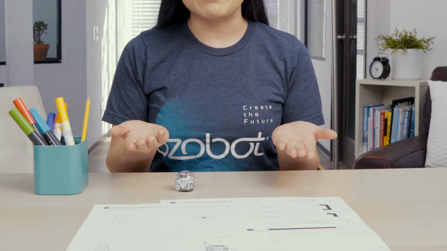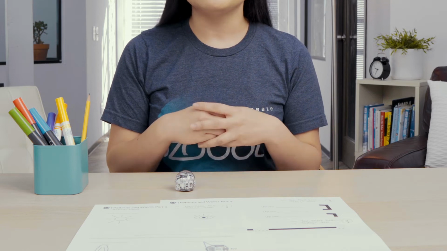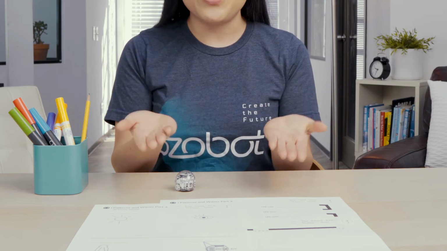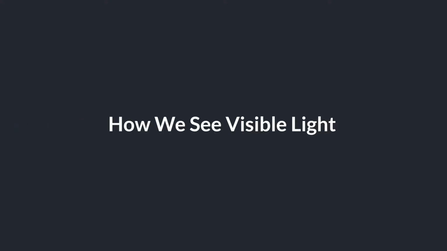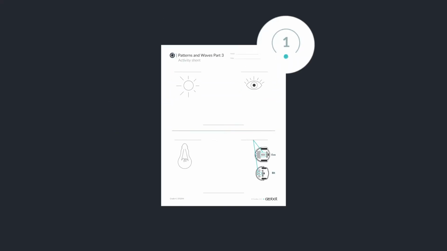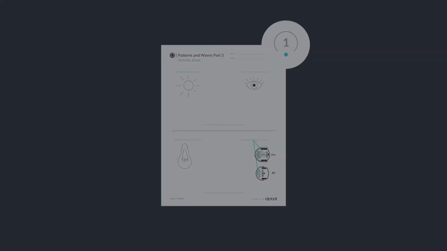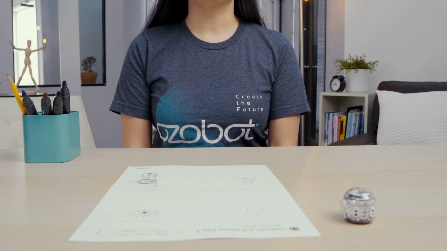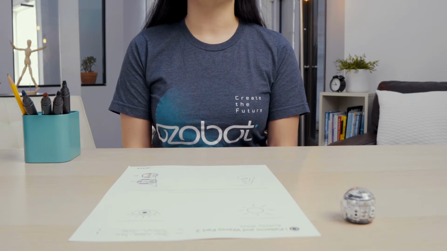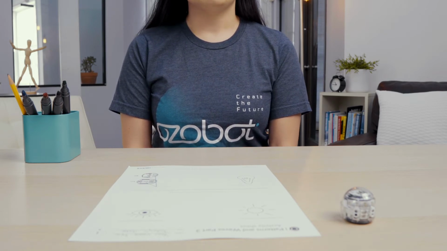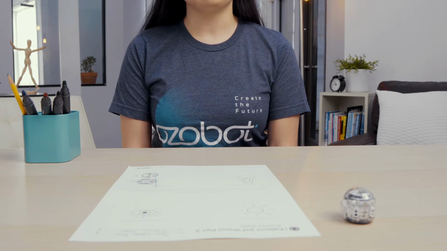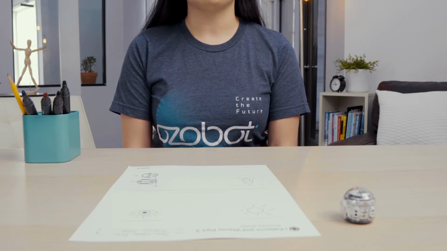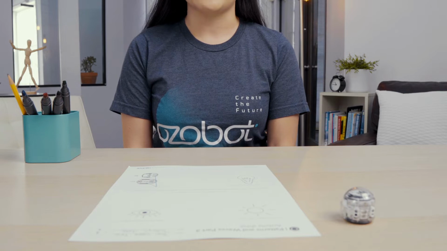Today, you'll learn more about visible light, or the electromagnetic waves that you can see. Visible light is a very small section of the spectrum of electromagnetic waves. Your eyes see these light waves when the waves bounce off an object and enter your eyes.